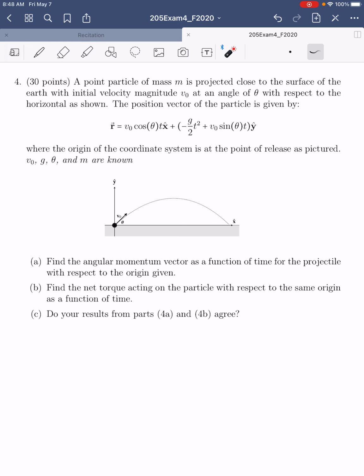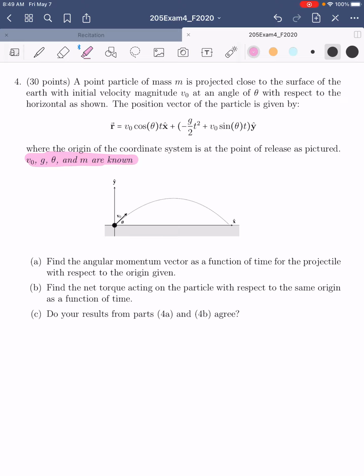And in this, the origin of the coordinate system was given to you. So at time equals 0, you are at the point of release. So this would be 0 and 0 at time equals 0, meaning you're at the origin. All of these things are known here: initial velocity, g, and you also know the mass.